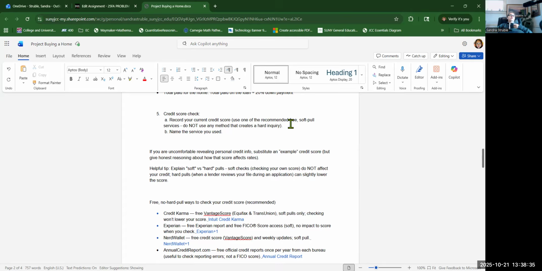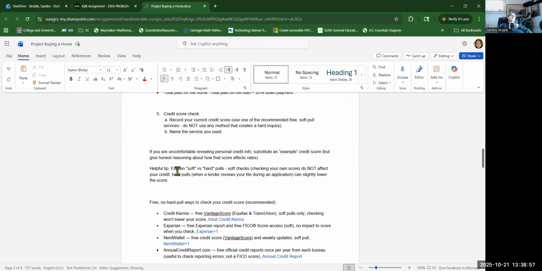I'm going to recommend that you use the free or soft pull services. Do not do anything that's going to affect your credit. And tell me the name of the service you used. If you're uncomfortable revealing your personal credit info, I totally get that. Substitute an example credit score. You could go lower, you could go higher. But I want you to be realistic with yourself because that's the goal here.